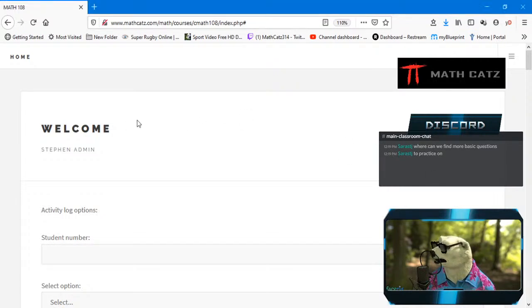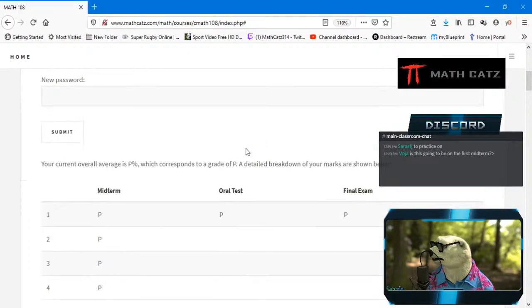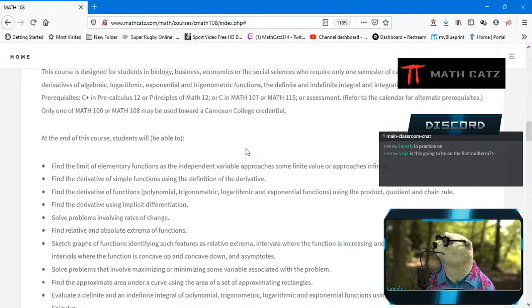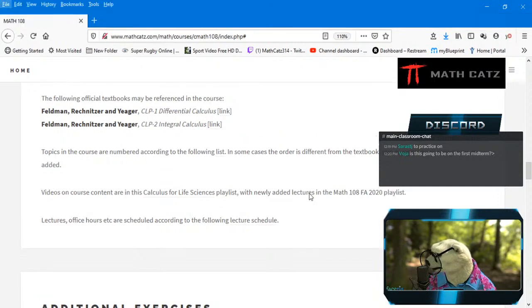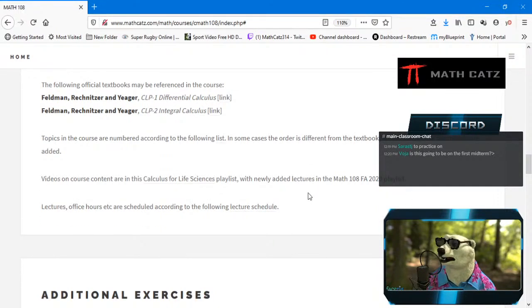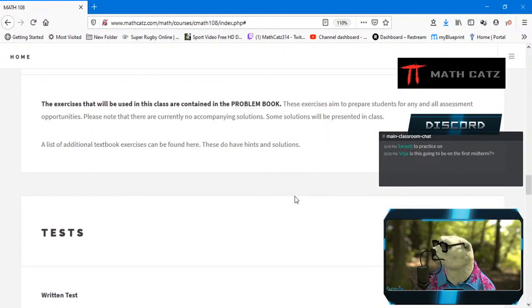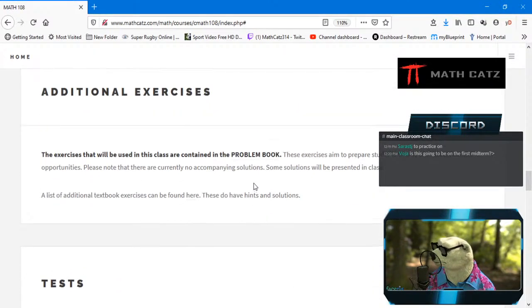Let's see here. Where are the list of exercises? Obviously not something I open all the time, right? Well, under additional exercises, I guess that would be fitting. Exercises that will be used in class. That's the problem book. A list of additional textbook exercises can be found here. Oh, okay.